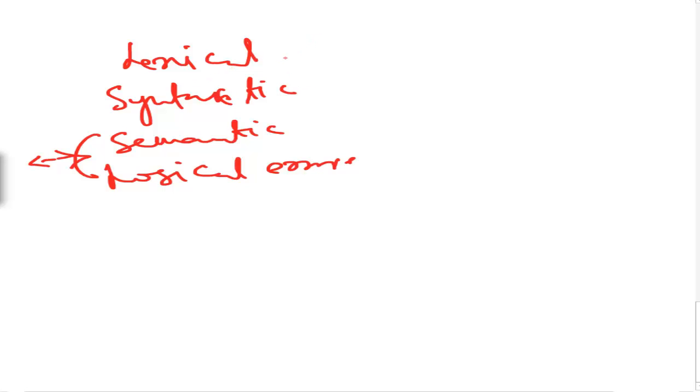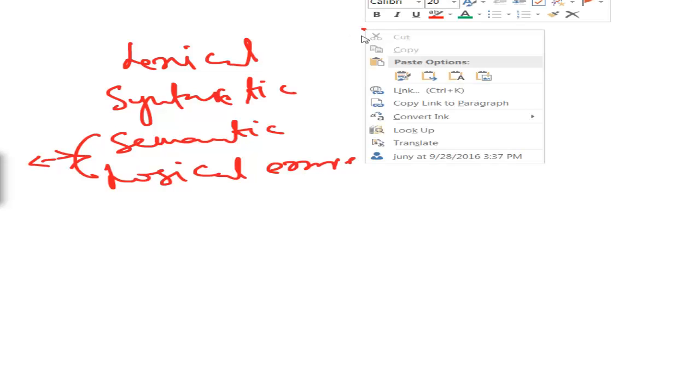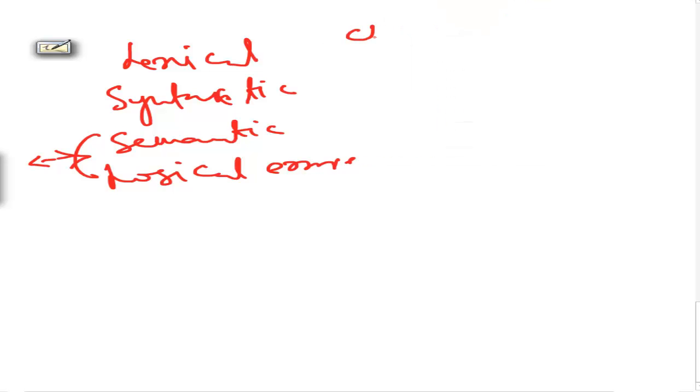The lexical errors simply include the misspelling of identifiers, keywords, or operators, the typos. For example, you have to write int, but you write something else. You have to write char, but you write chr. So these are the lexical errors. Say for example you have declared a variable called var, and now you want to initialize vr. This is a lexical error.